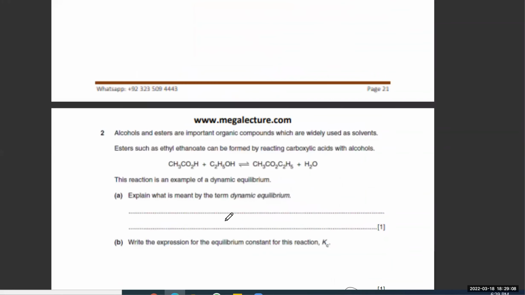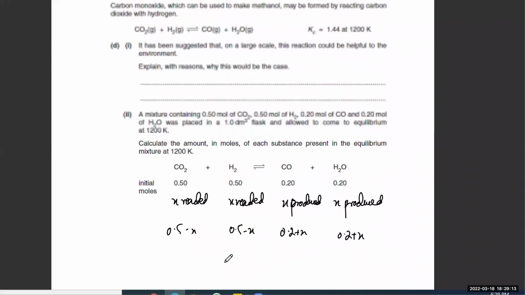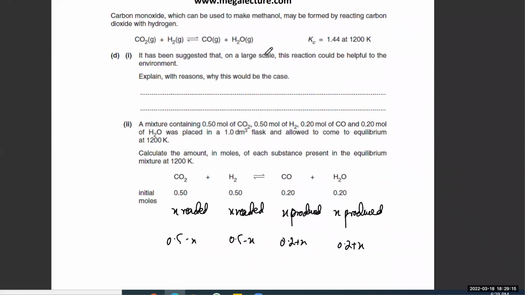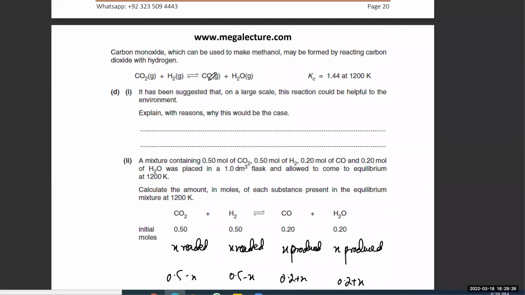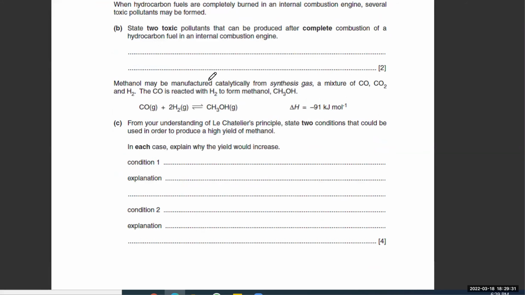चलो इसके बाकी वो देख लेना. Explain what is meant by the dynamic equilibrium. ये सारा देख लेना. That's, I mean, more general. It is large scale. Why is this reaction helpful? Because well, carbon dioxide is a greenhouse gas, so I mean that's why it's good for the environment. So it's getting removed. मतलब इस तरह के general है. ये Le Chatelier state 2 है वो तो pollutants के. From your understanding of these state 2 conditions that could be used in order to produce a high yield of methanol. So it's exothermic, so lower temperature, right?